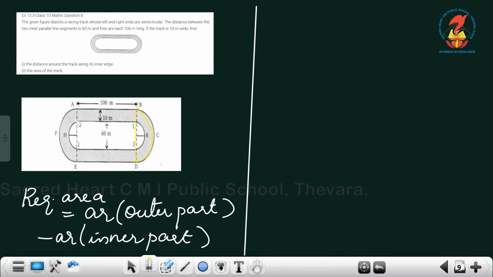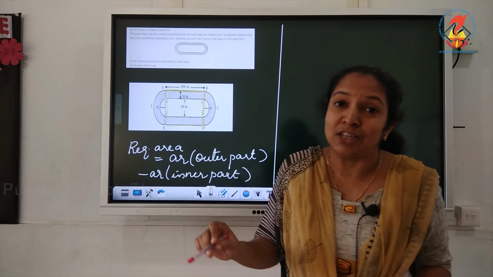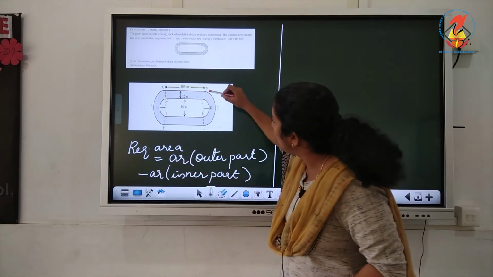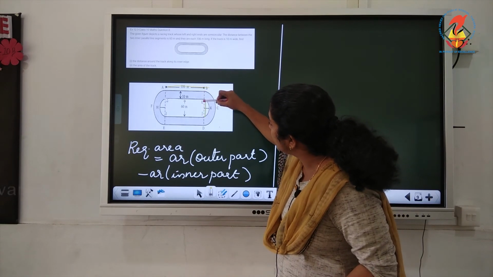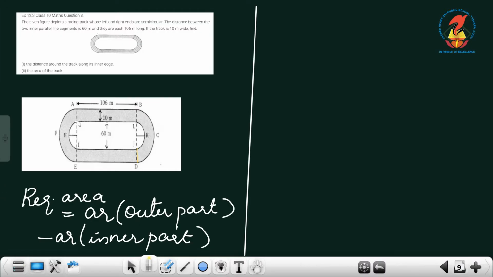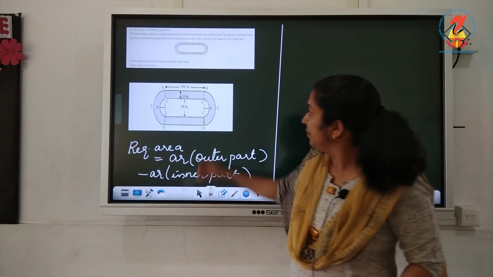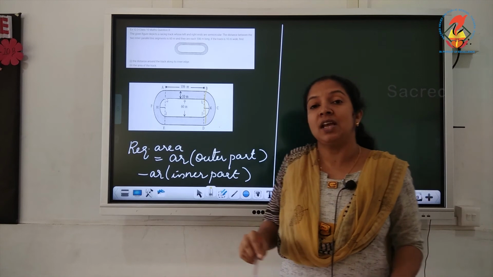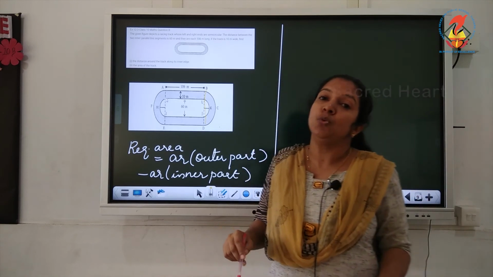So, what about ABDE? Area of this part is what? It is actually a rectangle. So, what is the length of the rectangle? 106. What about the breadth? This is given as 60 plus 10 plus 10, so it is 80. 80 is the breadth. So, length is 106 and breadth is 80. So, what is the area? 106 into 80.